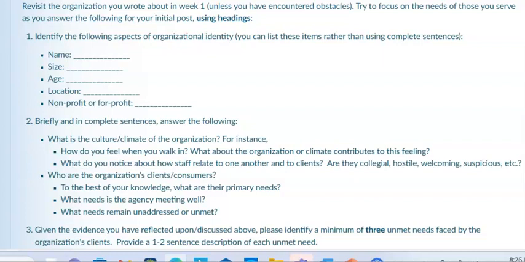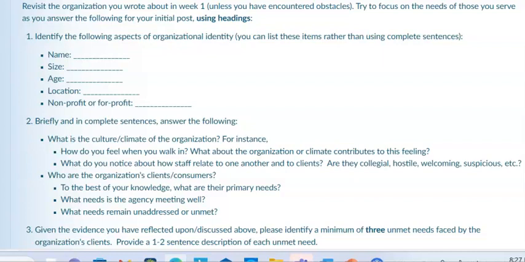What is the culture and climate of the organization? How do you feel when you walk in? What about the organization or climate contributes to this feeling? What do you notice about how staff relate to one another and to clients? Are they collegial, hostile, welcoming, suspicious, etc.?